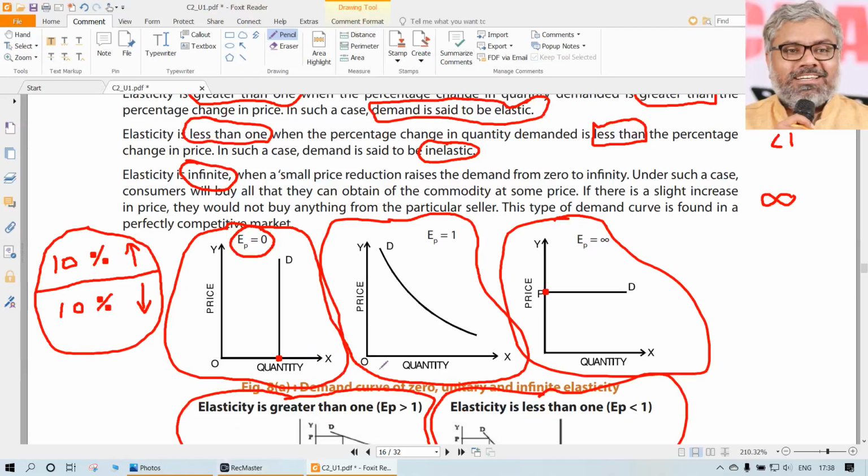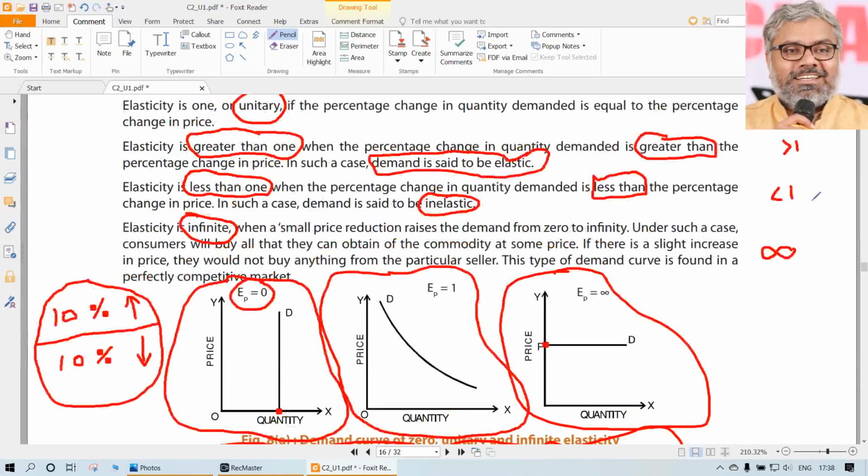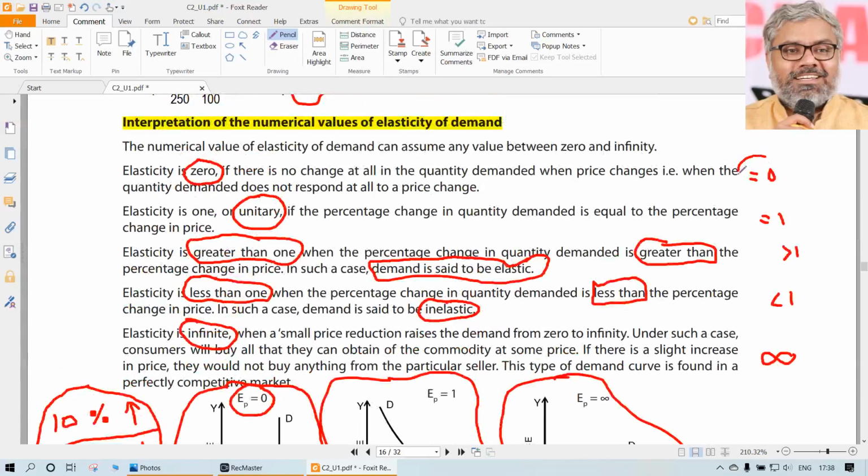So what happens in this case? Even if there is a slight increase in the price, they will never buy that product at all. So this is called a perfectly elastic situation. So this is perfectly inelastic. First one, perfectly inelastic. This is perfectly elastic.